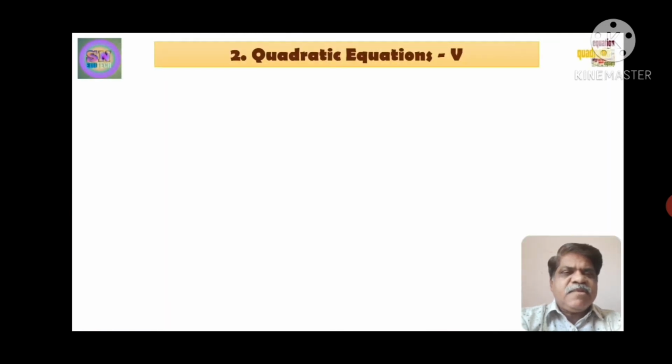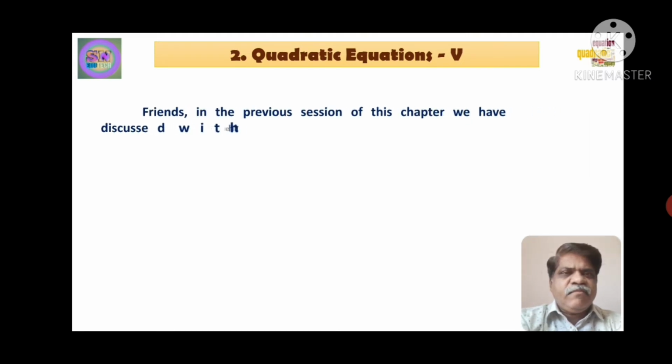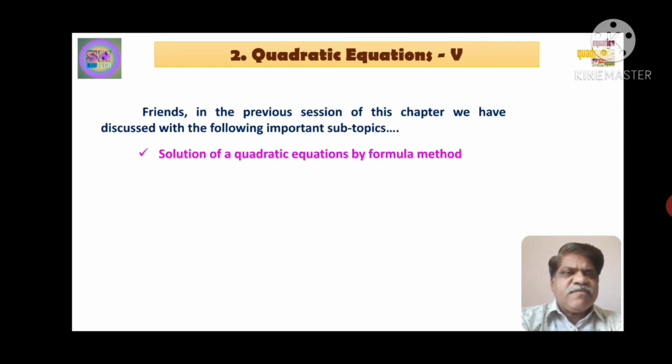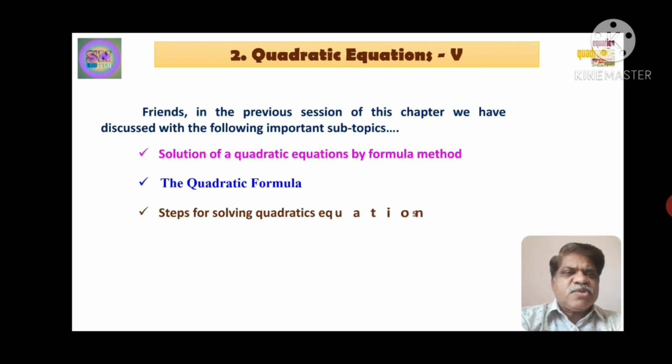Friends, in the previous session, Quadratic Equations Part 4, we discussed the following important subtopics of this chapter: solutions of a quadratic equation by the formula method, the quadratic formula, the steps for solving quadratic equations using this formula method, and a few problems based on the above content, that is Practice Set 2.4.